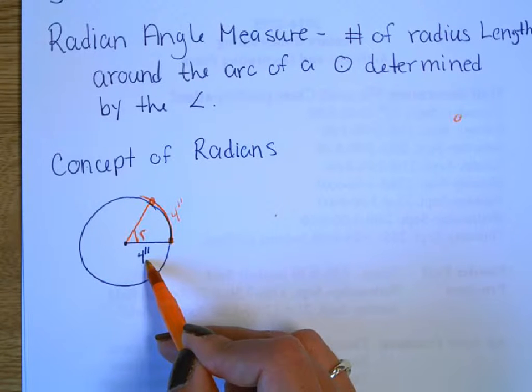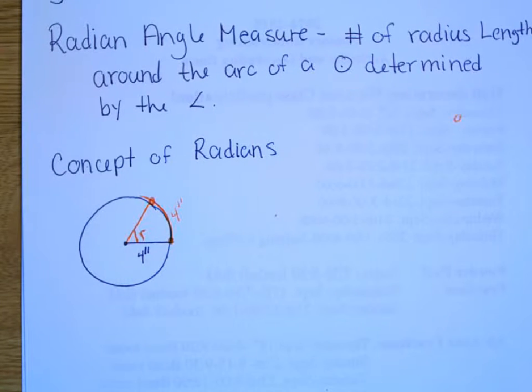Wait, so if the outside thing was 8 inches, would it be 2r? It would be a half of a radius, so a half a radian.